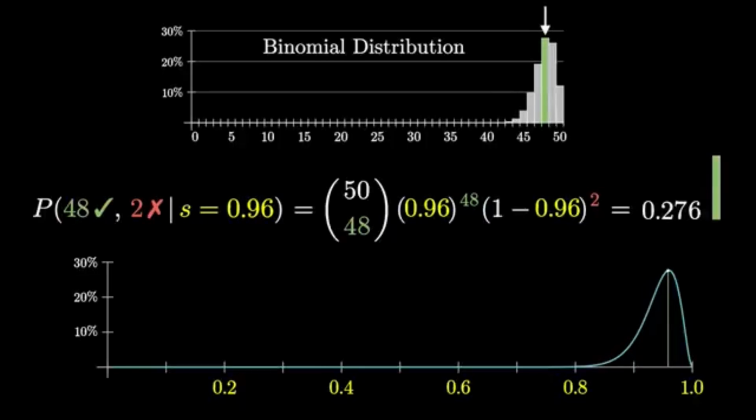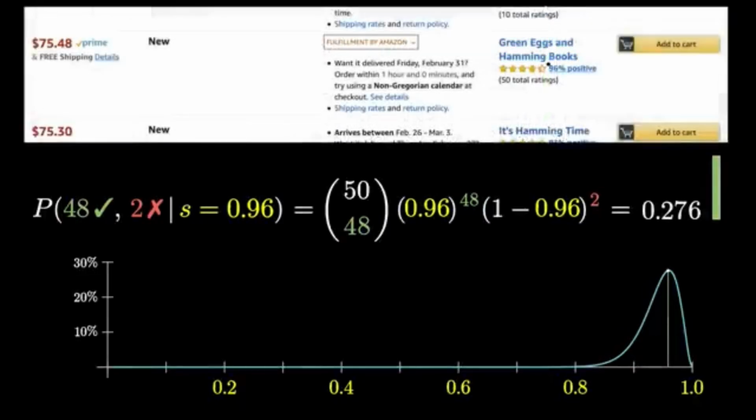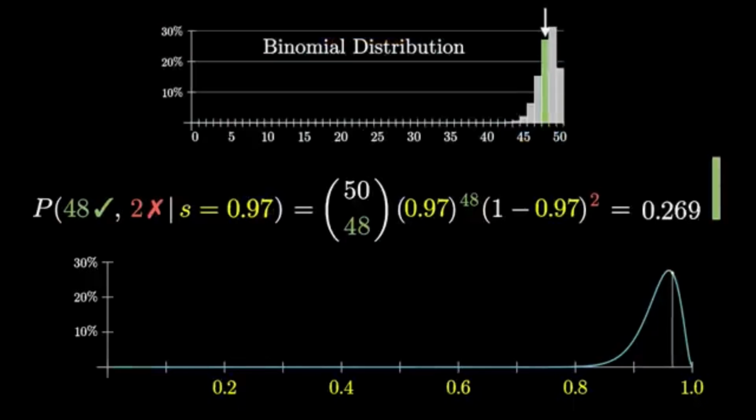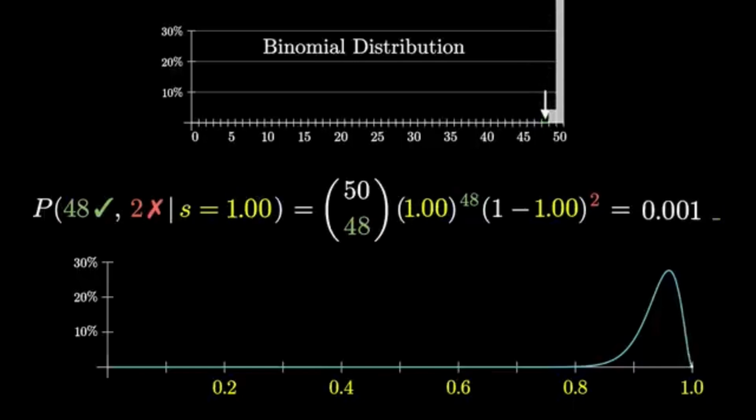And this should kind of make sense, because when you look at that review of 96%, it should be most likely if the true underlying success rate was 96%. As s increases, it kind of peters out, going to 0 as s approaches 1, since someone with a perfect success rate would never have those 2 negative reviews. Also, as you move to the left, it approaches 0 pretty quickly.